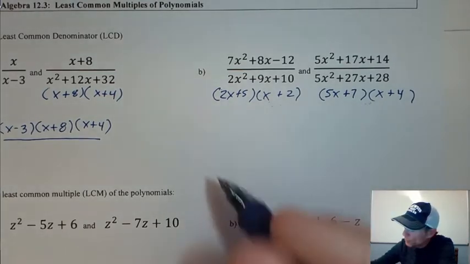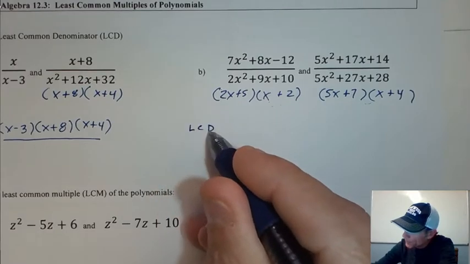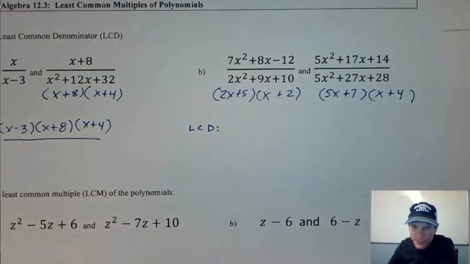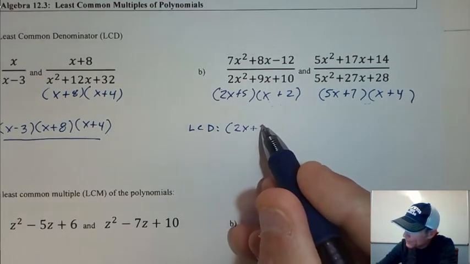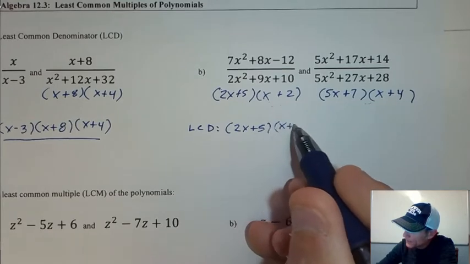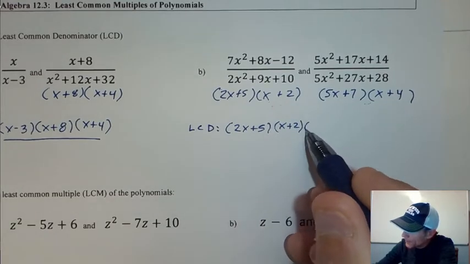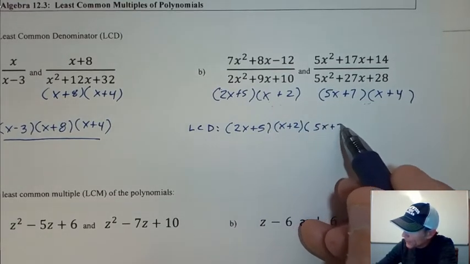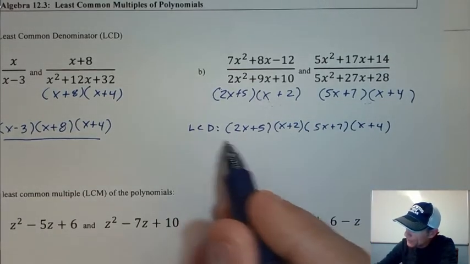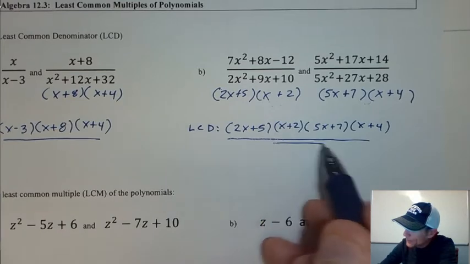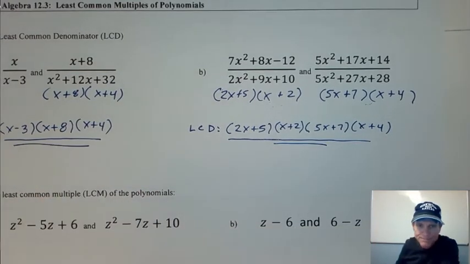Now, these two problems maybe aren't the best examples for LCD, but they work. You just have to remember that every binomial needs to be represented in the LCD, and so we have to actually write down all 4 of them here. So that is the LCD. So just make sure to write all the pieces down.